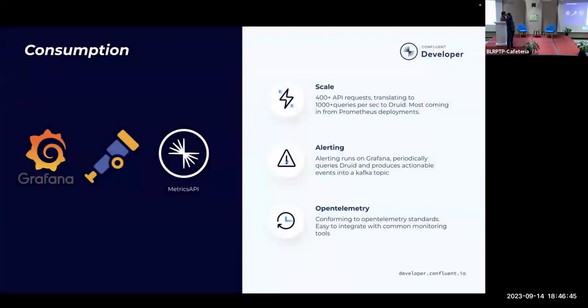Okay. As I mentioned, we get around 400 plus API requests per second to our metrics API. That gets translated to around 1,000 plus queries per second to Druid. Right now, most of them are coming from the Prometheus deployments via customers. Also, as I mentioned, Grafana consumes these events and sends out alerting. And all of this uses OpenTelemetry standards.